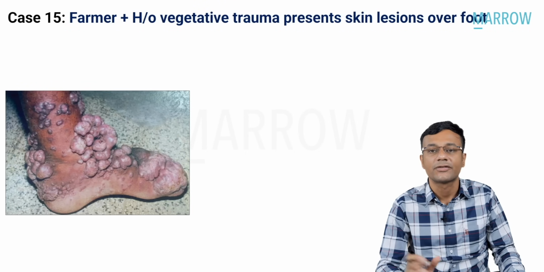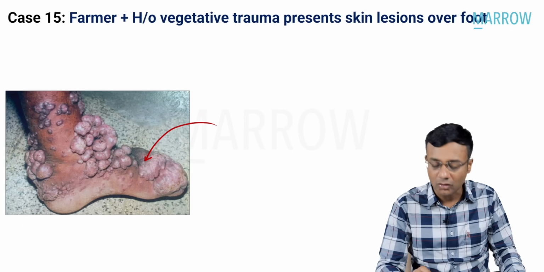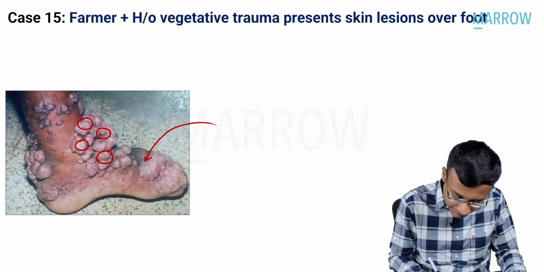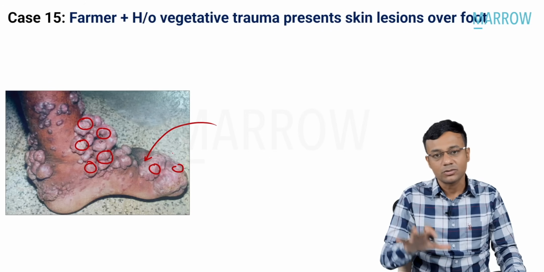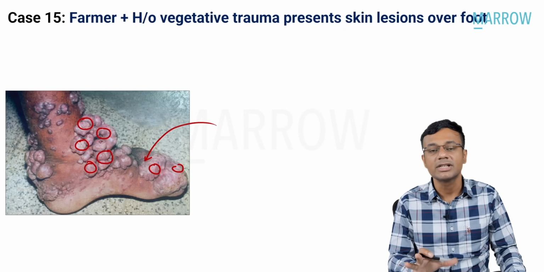So next is a case of a farmer who presents with history of vegetative trauma. After there is vegetative trauma, you're getting nodular lesions. You can see, everybody, the nodular cauliflower-like lesions which are seen on the foot. As soon as a foot picture is shown, many students make a mistake and mark it as mycetoma. Please, students, look at the case scenario.